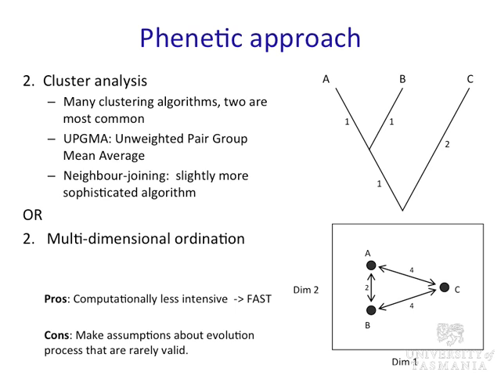We've got 2 axes, and we can arrange dots in that space so that the distance between A and B is 2, the distance between A and C is 4, and the distance between B and C is 4. So just be aware there are different ways of looking at data.